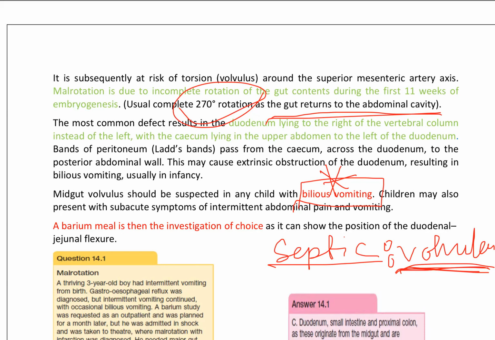Now how can you make your diagnosis? Initially we can do an X-ray abdomen, but it is not very conclusive. The conclusive test is the barium meal. So for every disease, you should know one investigation. For duodenal atresia, I said X-ray abdomen, but here we will also do an X-ray, a special type of X-ray called barium meal. It is the diagnosis of choice.